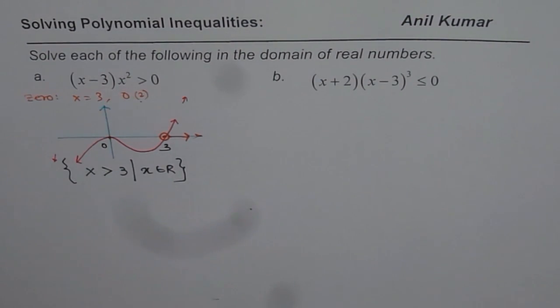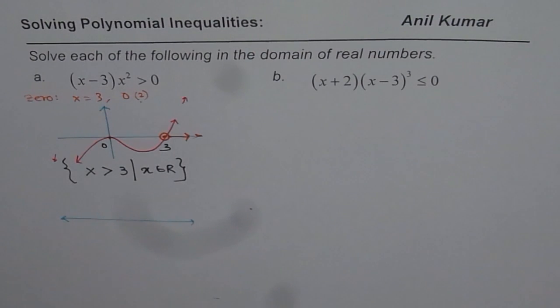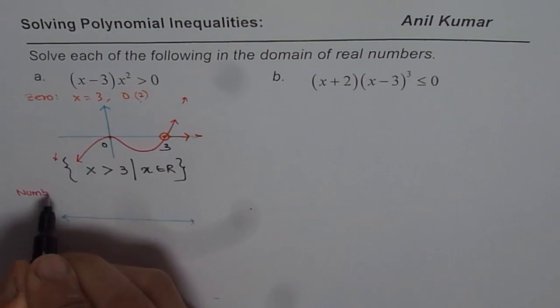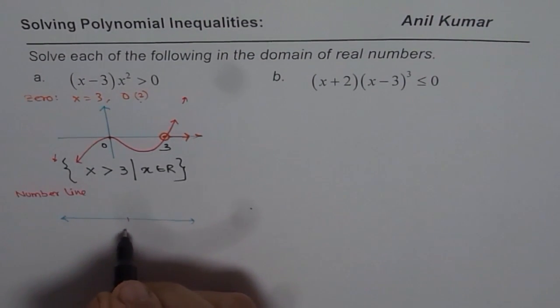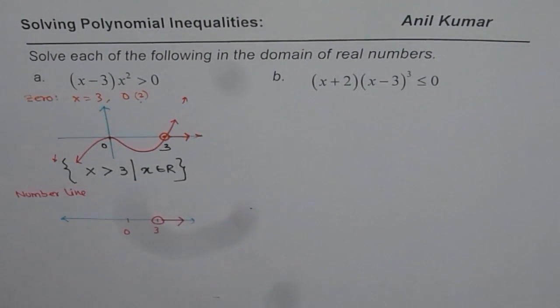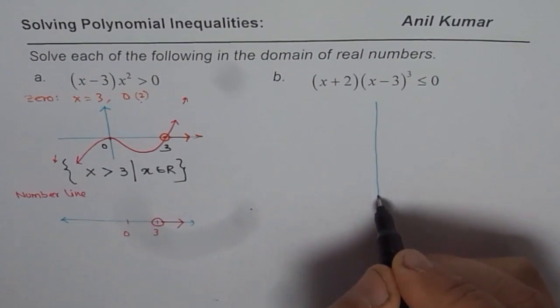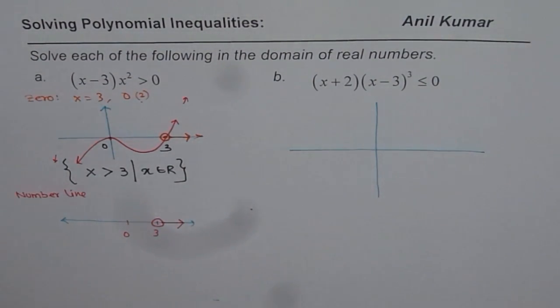You could also represent the solution on a number line, right? So this is a number line. Let me show you how to represent the solution on a number line. On a number line, let us say this is 0 for us and this is 3 for us. Then the solution is greater than 3, right? So that is how we'll represent it. Now let's do the next one. You can actually pause the video, apply the method which you have just learned, and write down the solution.